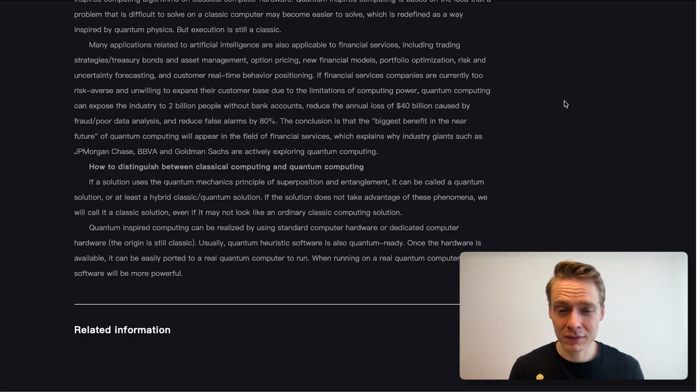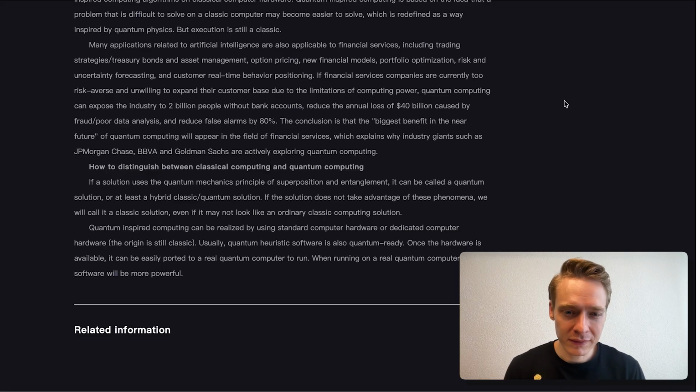If the solution does not take advantage of these phenomena, we will call it a classical solution, even if it may look like an ordinary classic computing solution. Quantum-inspired computing can be realized by using standard computer hardware or dedicated computer hardware. The origin is the classic.